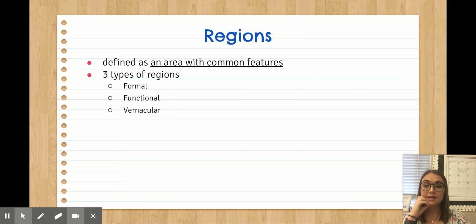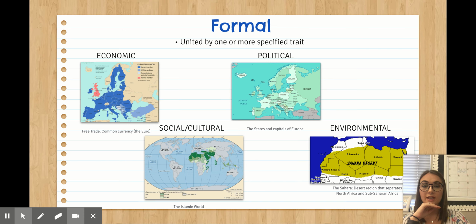Now, a region is defined as an area with common features. It's pretty simple, that's all it is. But we're going to go into detail on the three types of regions that you need to be able to identify and find examples for in AP Human Geography. So the first type of region is a formal region. And a formal region is united by one or more specified traits. So there's at least one thing that unites maybe this group of people or these cities or something like that.